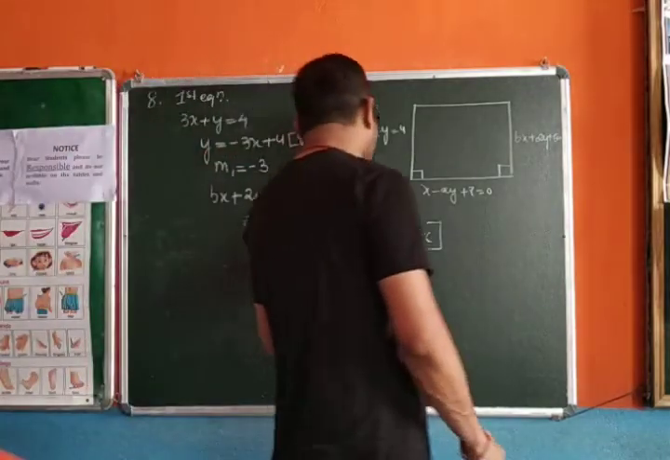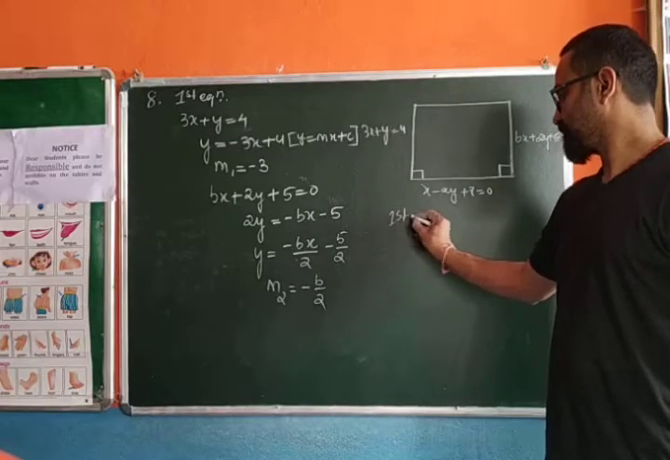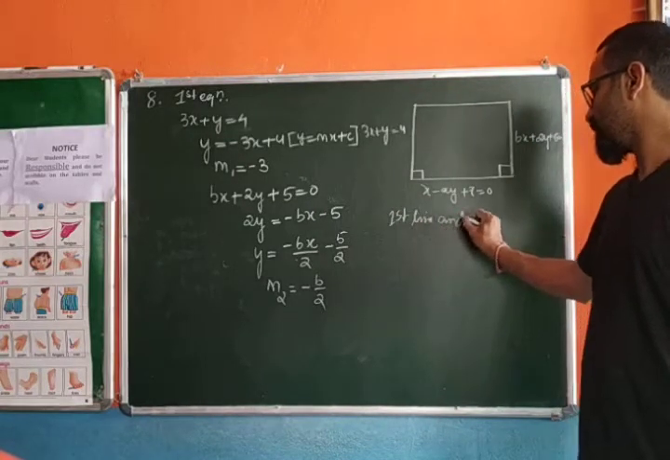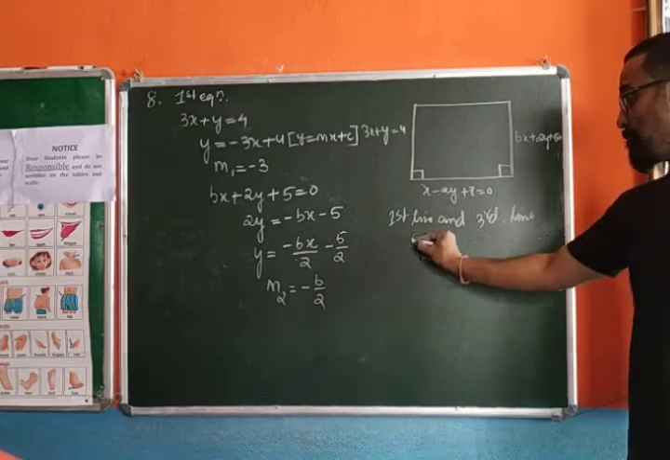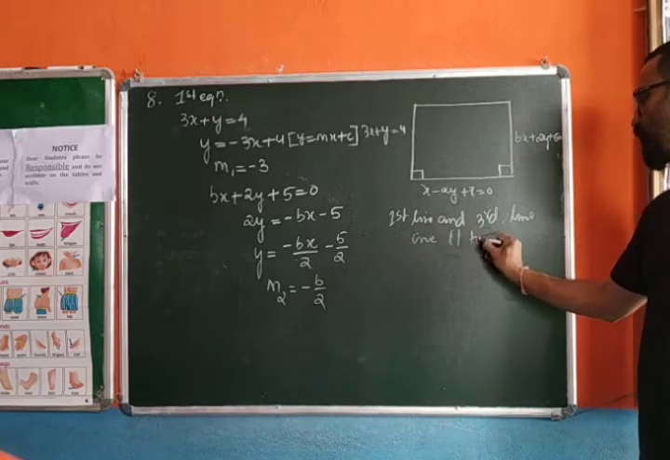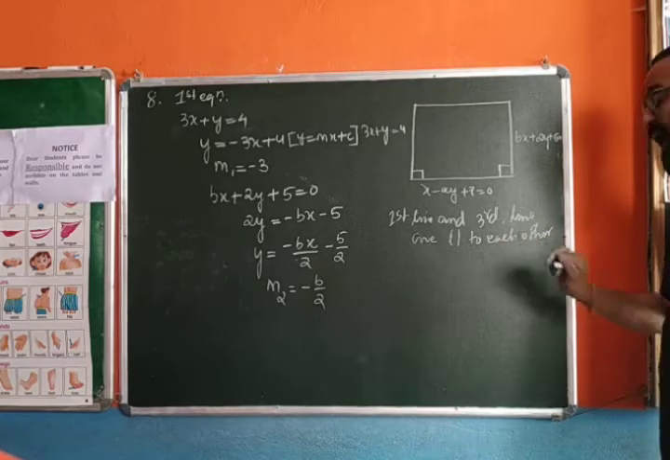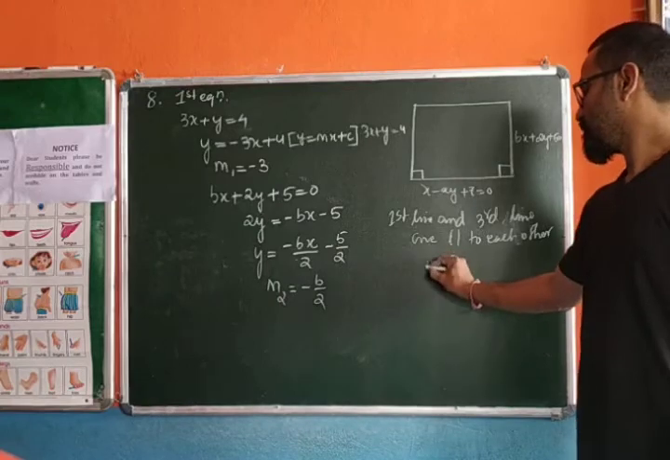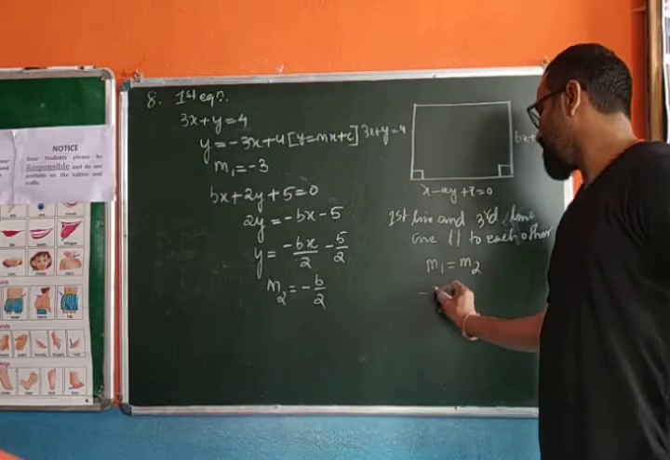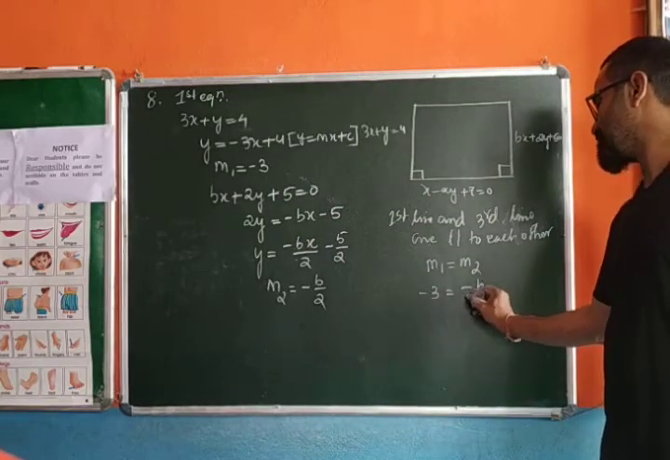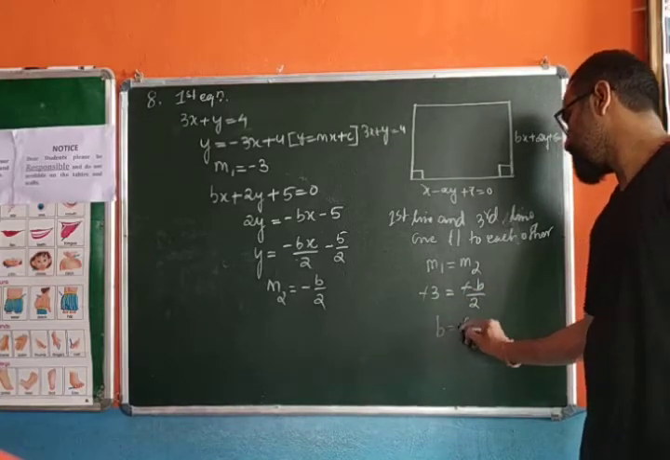After getting the slope, the first line and third line are parallel to each other. Opposite sides of a rectangle are equal and parallel to each other. So m1 is equal to m2. The slope from the first one is minus 3. The slope from the second one is minus b by 2. The minus sign cancels. Cross multiply, you get 6.